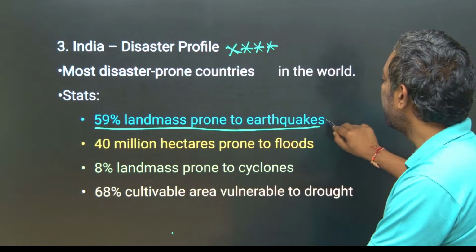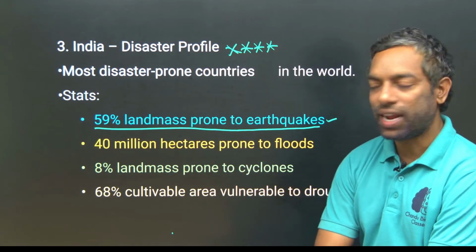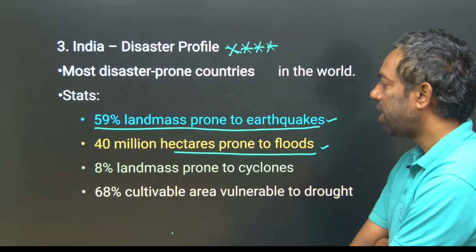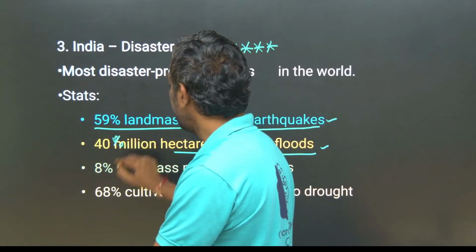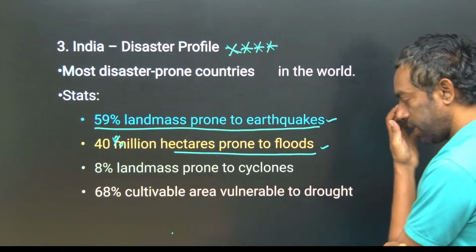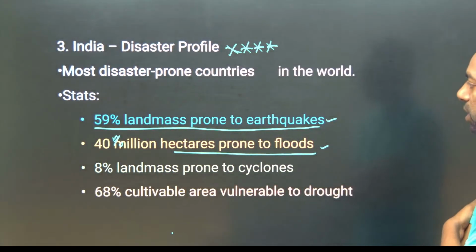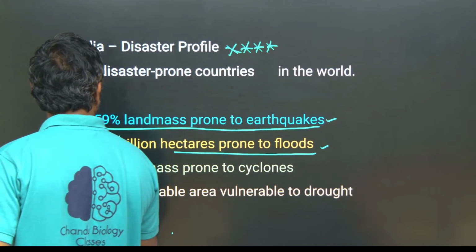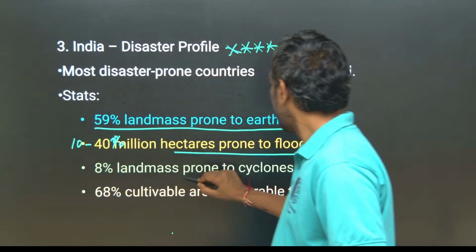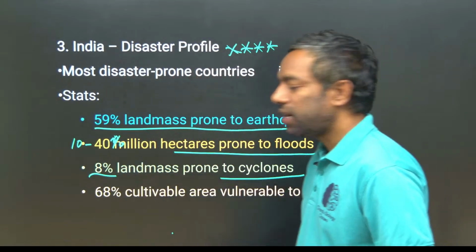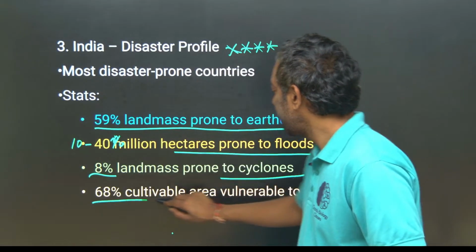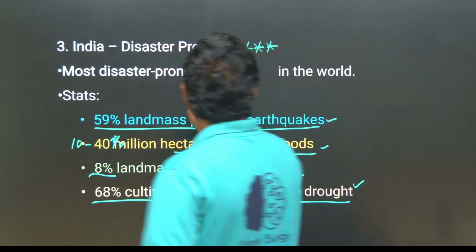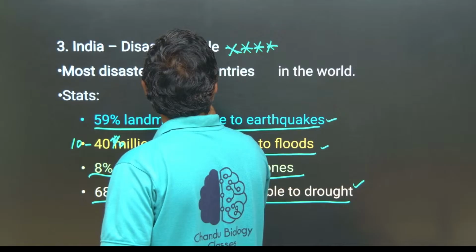59% of the land mass is earthquake-prone. Earthquake is 59%. Flood is 10 to 40%, actually not 40%, which is about 10%; so floods are 10 to 40%. Cyclones are 8%. Droughts are 68%. They can ask you in decreasing order or increasing order.